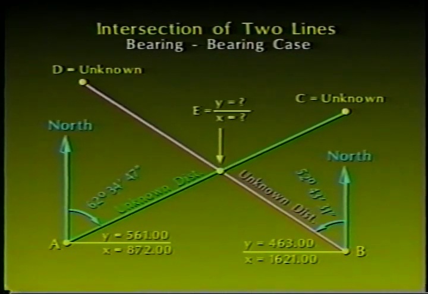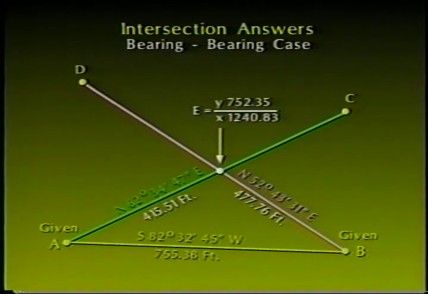To use the oblique triangle solution after inversing, it is then necessary to determine all angles in the triangle from the given bearings and the one computed. Use the distance computed from the inverse as the base for an angle-angle-side solution. The answers, as shown on this graphic, are the coordinate value of station E is Y 752.35, X 1240.83 feet. The distance of line AE is 415.51 feet. The distance of line BE is 477.76 feet.